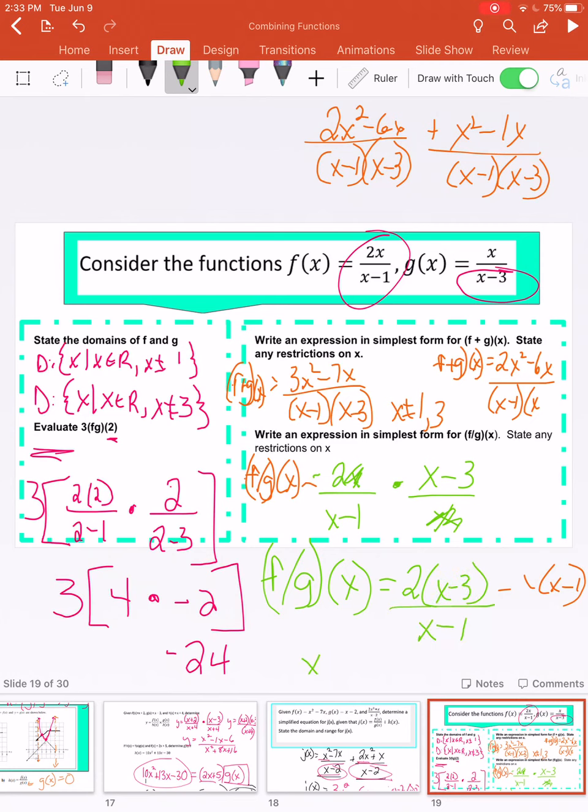For my restrictions, they'd be anything that was ever in the denominator. So 1 and 3, still restrictions. However, after I multiply and I switch that reciprocal, the x was on the denominator before I canceled it out. So that means 0 is also a restriction in this case. So when you're dividing, make sure you consider all non-permissible values before you flip the denominator and after.